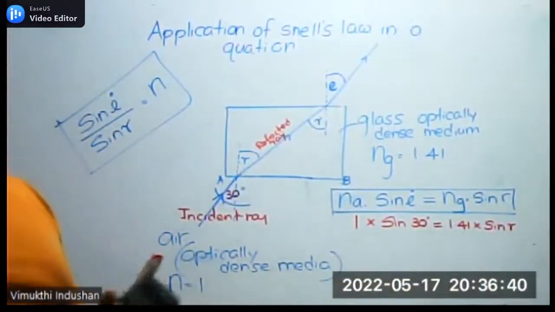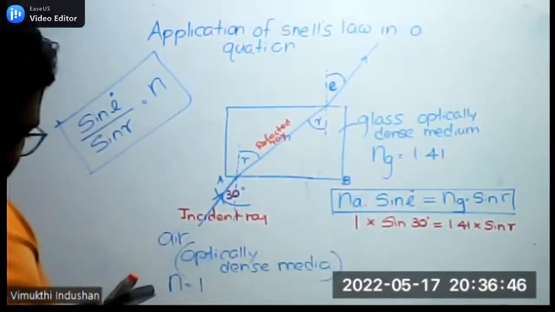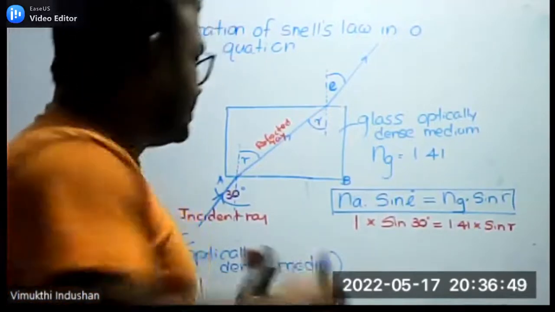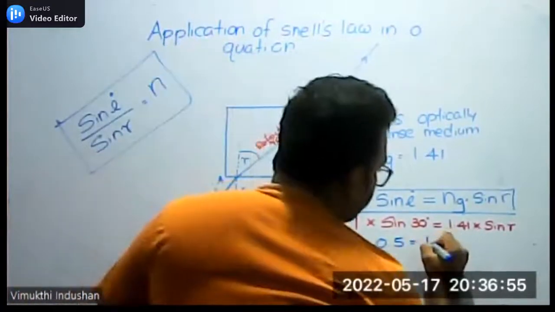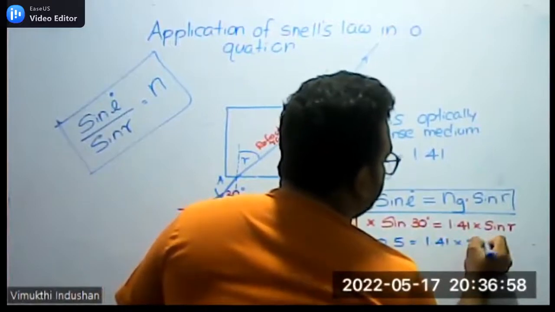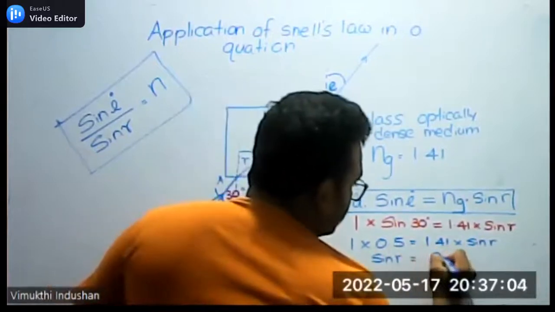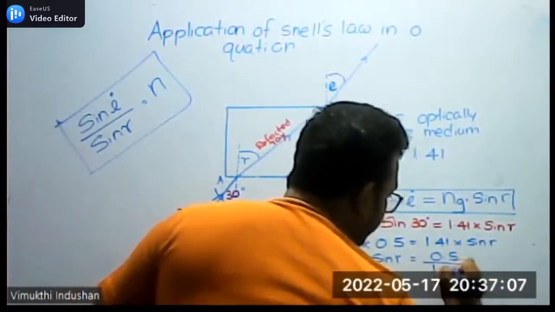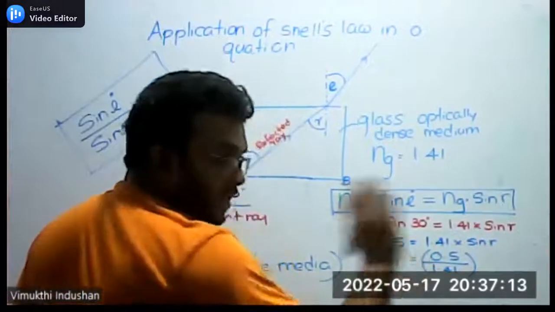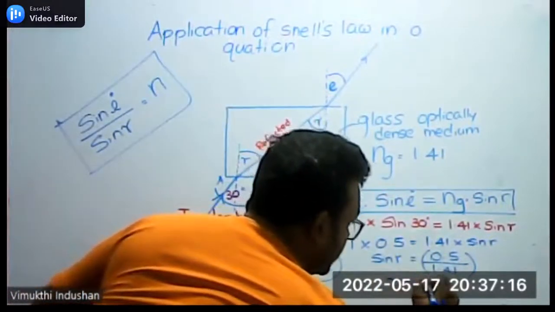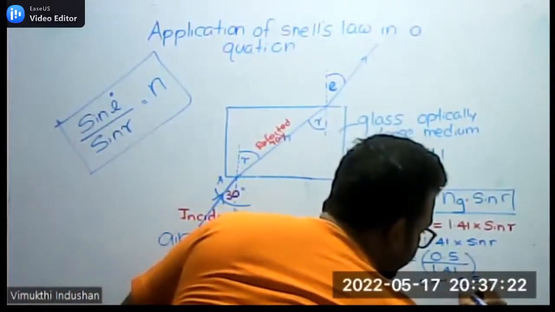Now let's take your calculator and put in the values. Sine 30 is 0.5. So 1 into 0.5 should equal 1.41 into sine R. You don't know sine R, so we make sine R the subject, which is equal to 0.5 divided by 1.41. And therefore, you need R, not sine R. So basically, your R will equal sine inverse of this fraction, 0.5 divided by 1.41.